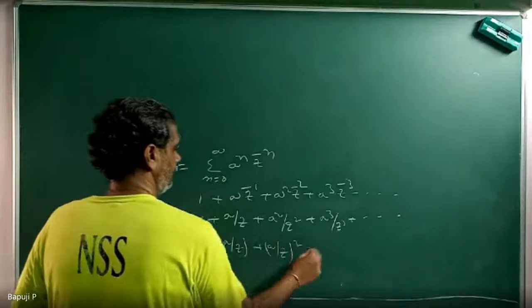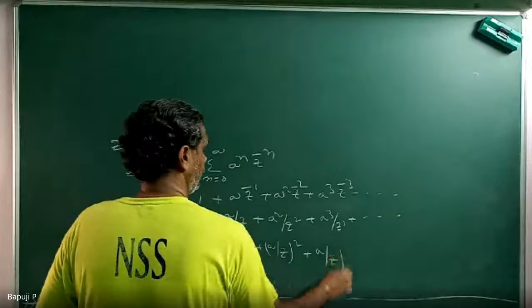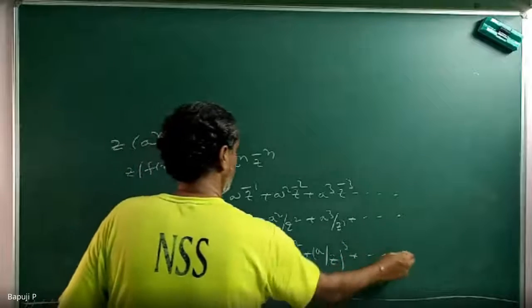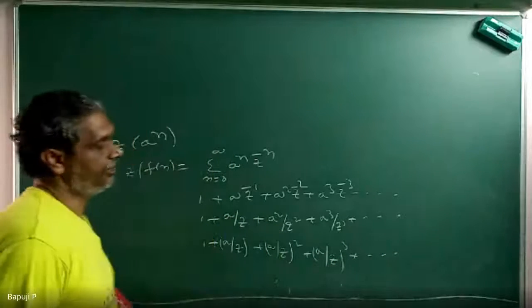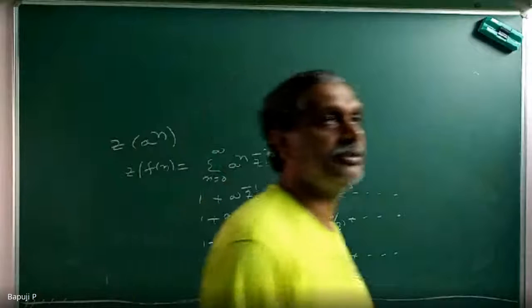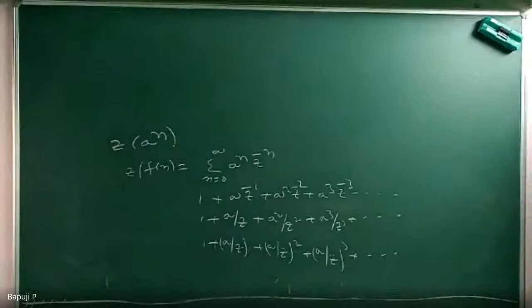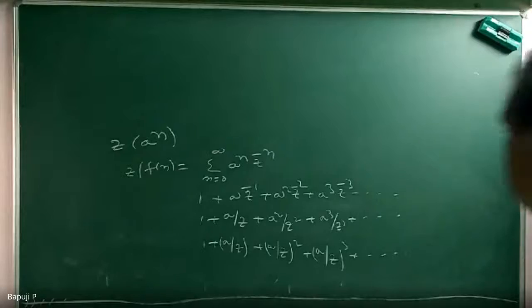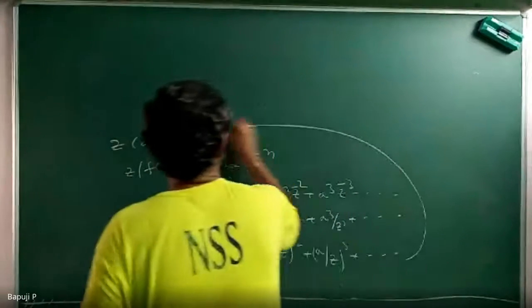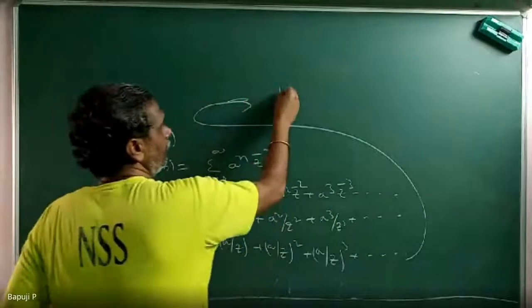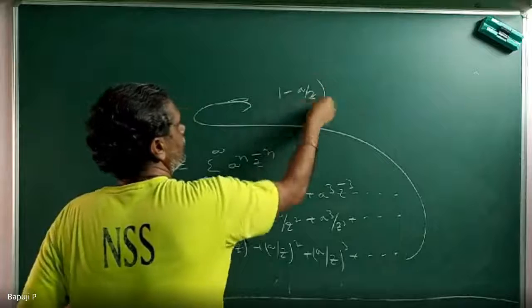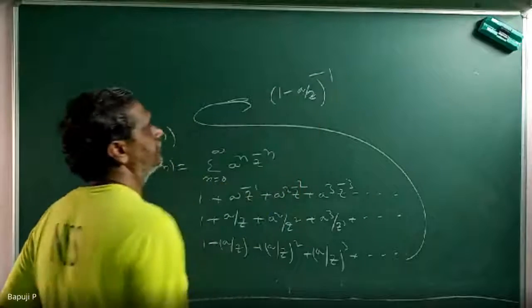Whole square. So this is how it will appear: 1 plus x square plus x cube, and so on. Who is my x actually? A by z. So all are plus, means what? Both are minus. So this how can I write? 1 minus a by z whole power minus 1.